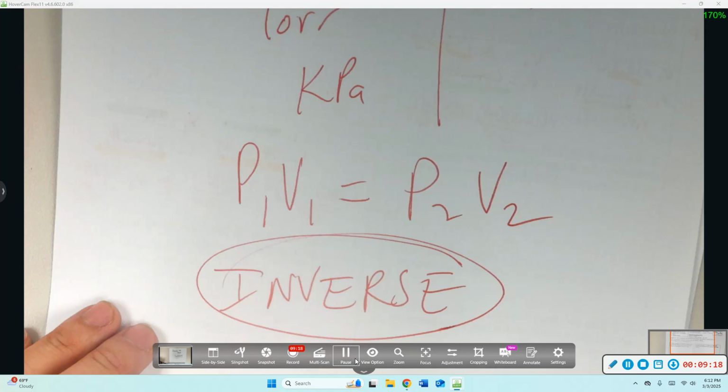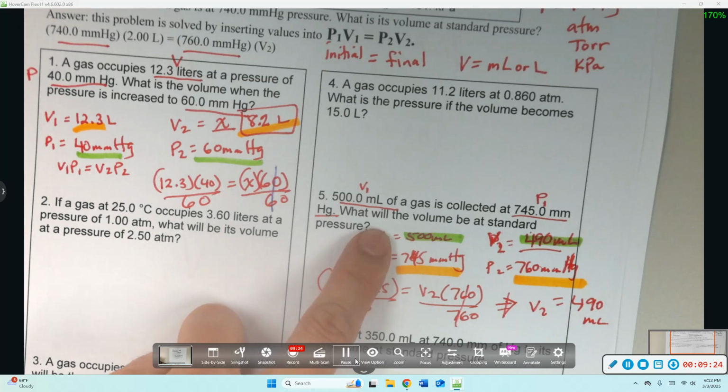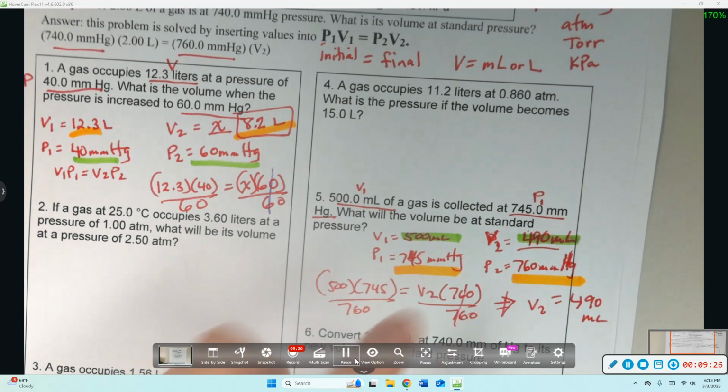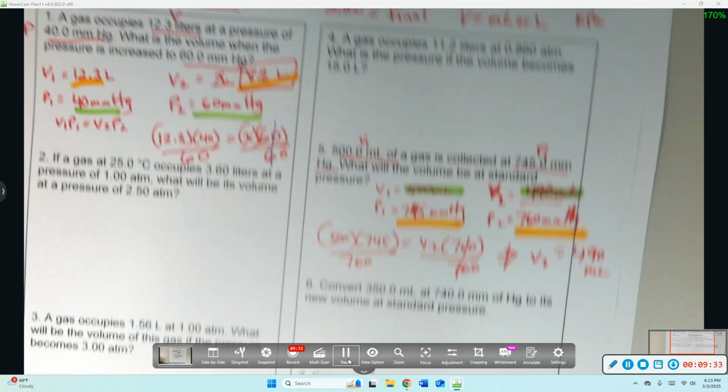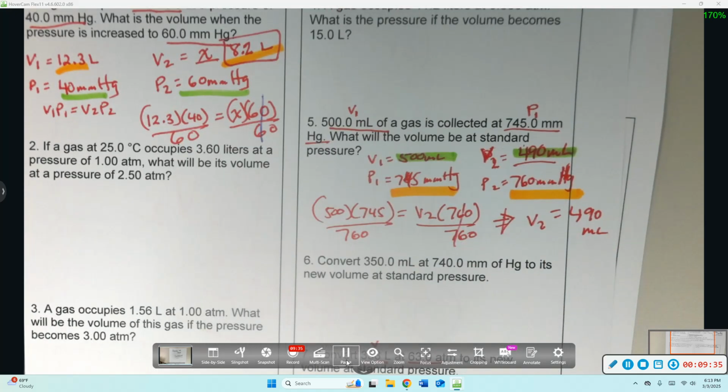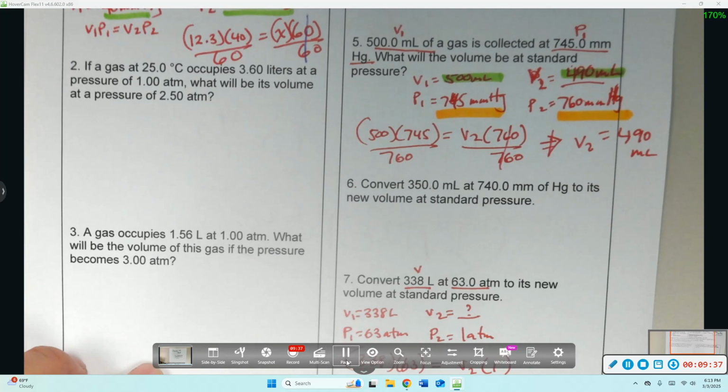Wonderful. Good luck working on the rest of this. It should be easy. Set up, again, every question just set up the same way I did. List the variables, V1, P1, V2, P2. So it's less confusing. Alright, I need to see that on all your work. Make sure that is done on every single problem. It's not a lot. 3.5 questions for you, almost 4.